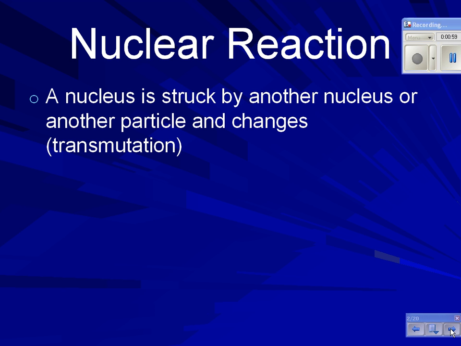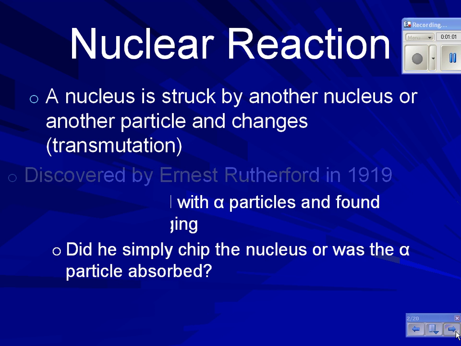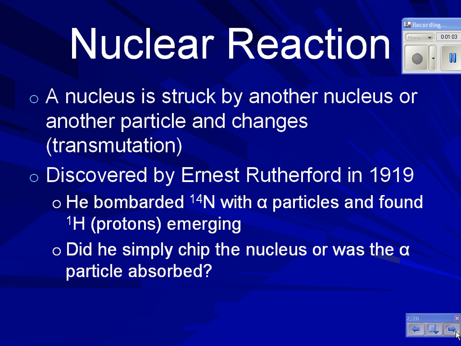But this whole process was discovered by Ernest Rutherford, 1919. This guy was doing a lot in the world of the atom and the nucleus. Remember, he was the one that gave us, what else did he give us? The gold foil experiment, nuclear model of the atom. What he did is he bombarded nitrogen-14 with alpha particles, and he found that protons came off.